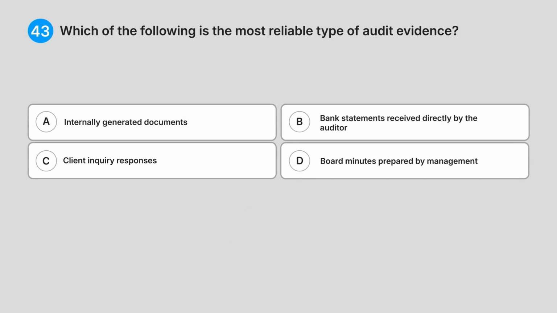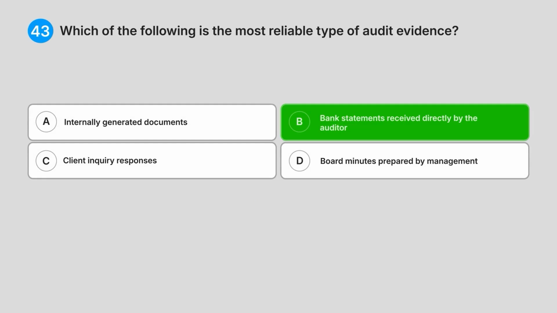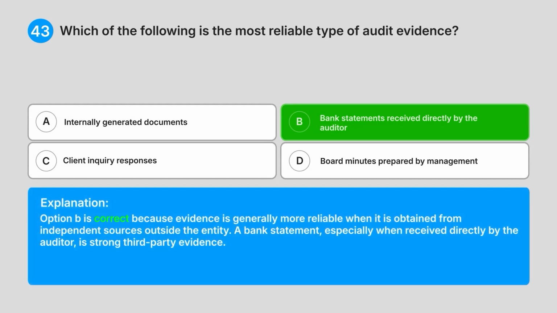Correct answer. B. Bank statements received directly by the auditor. Explanation. Option B is correct because evidence is generally more reliable when it is obtained from independent sources outside the entity. A bank statement, especially when received directly by the auditor, is strong third-party evidence.